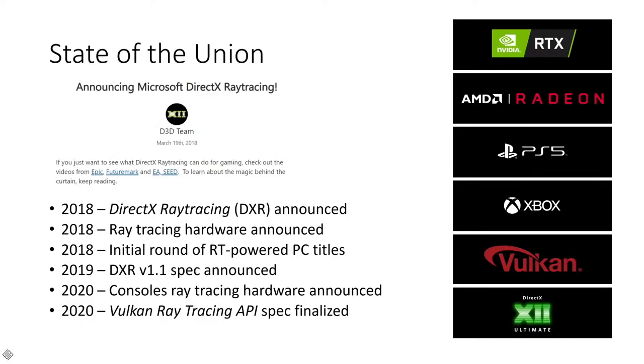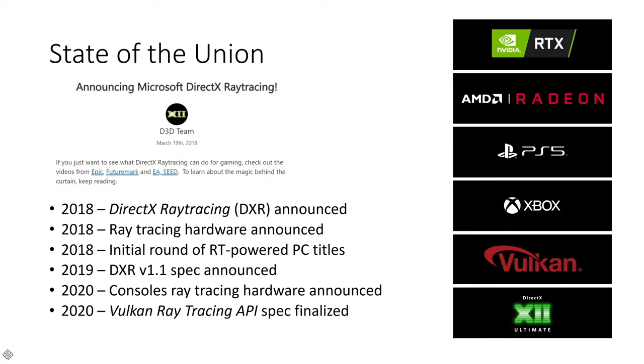Looking back, this journey of bringing real-time ray tracing to life has been quite awesome. From the initial announcement of DirectX ray tracing back in 2018, where a few of us partnered with Microsoft and NVIDIA to bridge the API, the GPU, and the software, and also some of the great work from our friends at Epic, FutureMark, and Remedy, to hardware acceleration being announced and an initial round of PC blockbusters supporting ray tracing in real time, like Battlefield 5. This was a really good start to 2018.